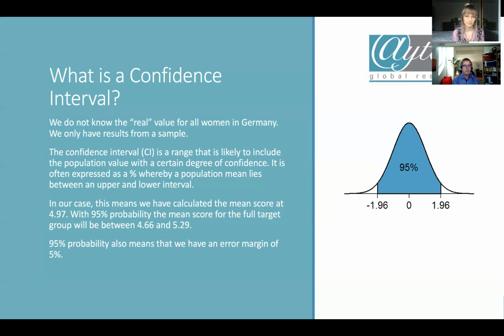And the confidence interval is a range that is likely to include the real value with a certain degree of confidence, which is the confidence rating, the 95%, where population mean lies between an upper and a lower interval. So we had over here, we said between 4.66 and 5.29 is the kind of 95% confidence interval, where the mean score, which means the average for all women in Germany, will be.